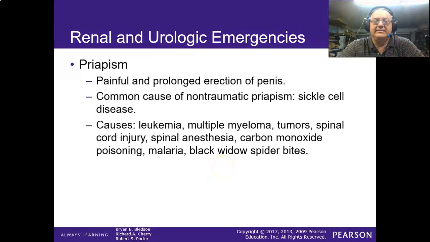Priapism, again, is a painful or prolonged erection of the penis. Contrary to popular belief, gentlemen, an erection lasting more than 30 minutes is probably not a good thing, okay? A common cause is usually sickle cell disease, by the way. If you have a sickle cell patient, it actually forms a blockage. And any blood clot for that matter can do this.